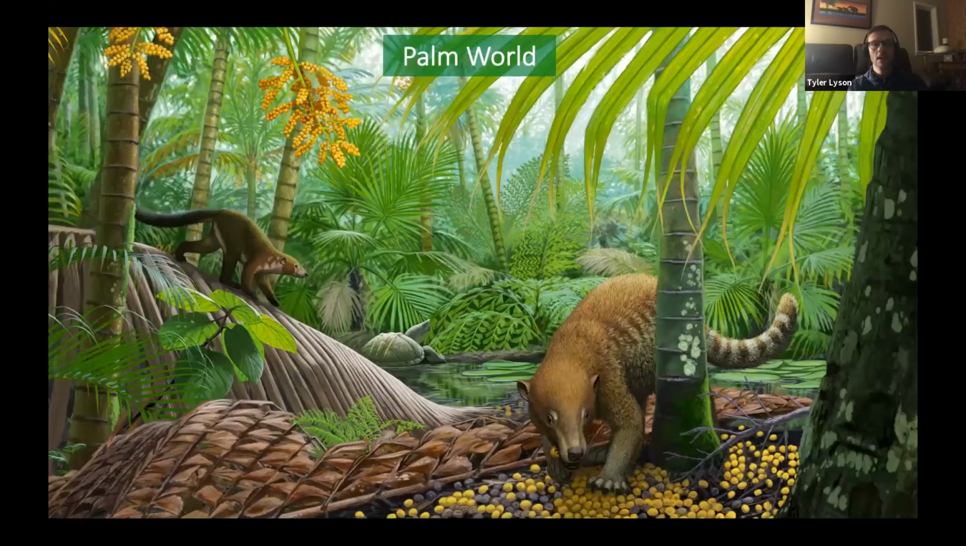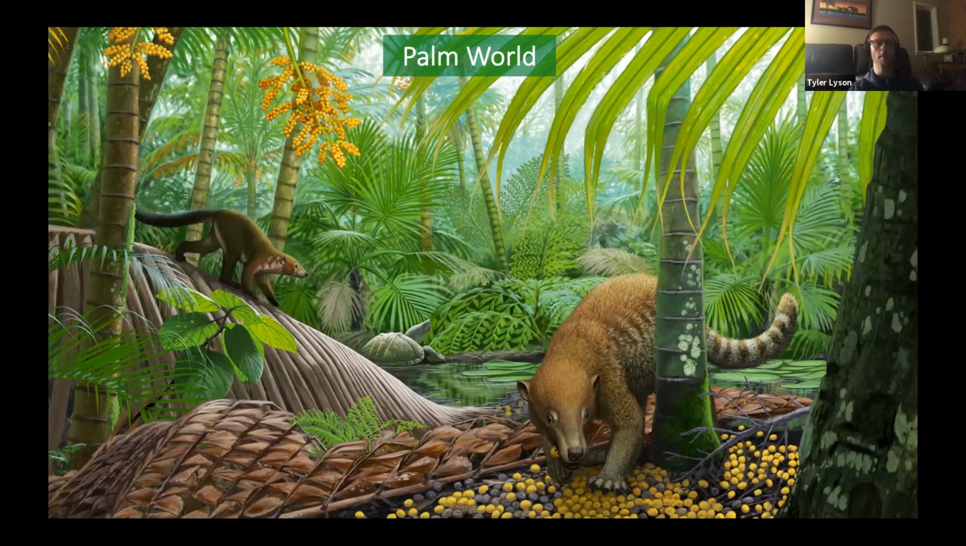And then the forests start to come back in terms of diversity, but they're still very, very low in diversity. They're dominated by all these palms. So this is this palm-dominated ecosystem that lasts for up to 300,000 years after the mass extinction.